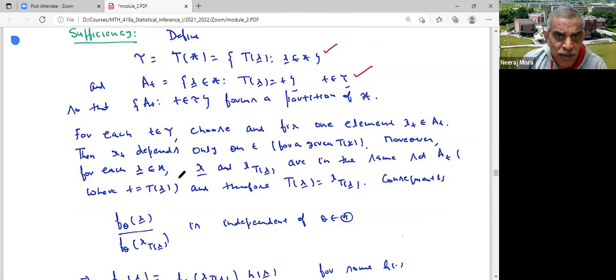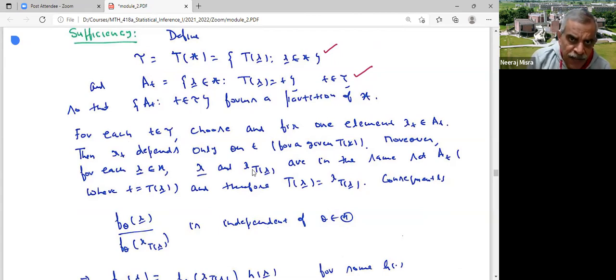Moreover, for each x belonging to chi, x and x_{T(x)} are in the same A_t. Why? Because T of x takes the value T(x). And what is T of x_{T(x)}?